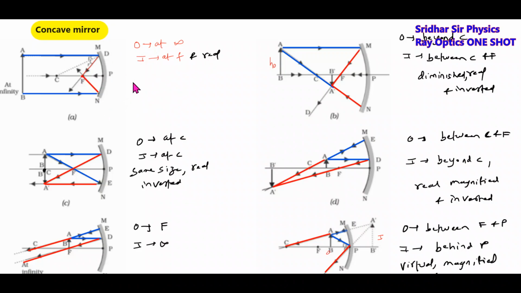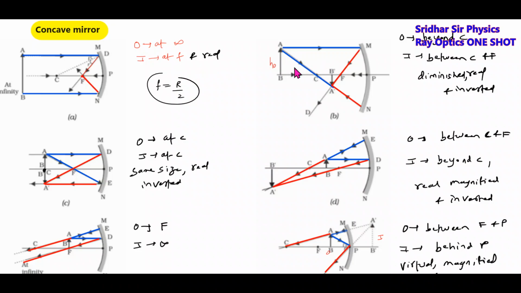Then the focal length and the radius of curvature are related by this equation. I think everyone knows: f equals R by 2. For a concave mirror, it will be negative. For a convex mirror, it will be positive. Because the incident ray is like this, the focal length PF will be measured opposite to the incident ray. This will be the basic relation between focal length and the radius of curvature.